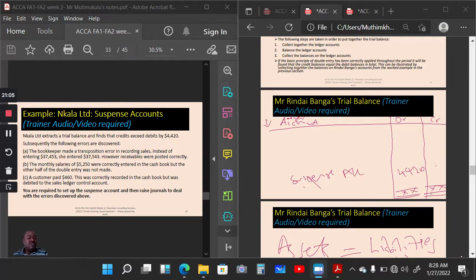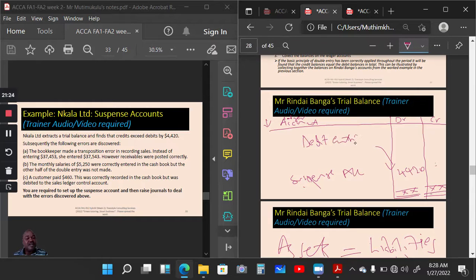Okay, what we are saying is this suspense account is a temporal balance. We have to find debit entries which are required to fill up this position, this vacancy. It's a vacant amount, a vacant position here. So there are debit entries required. We have to find out which ones are those entries to fill up this gap of 4,420.